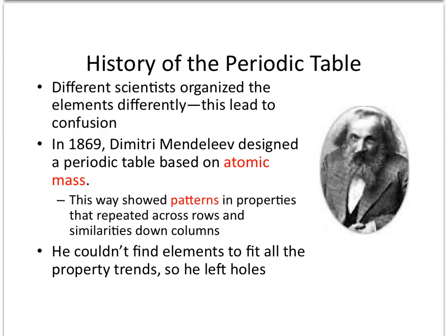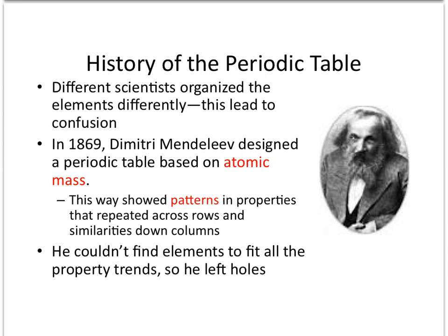We're going to start off with a little bit of history with the periodic table. There were many famous scientists that were part of the process of organizing the elements as they became known from the early 1800s onwards. But there are two gentlemen that are given most of the credit. The first one is Dmitri Mendeleev, and he was around the mid-1800s, and he designed the first periodic table based on atomic mass.